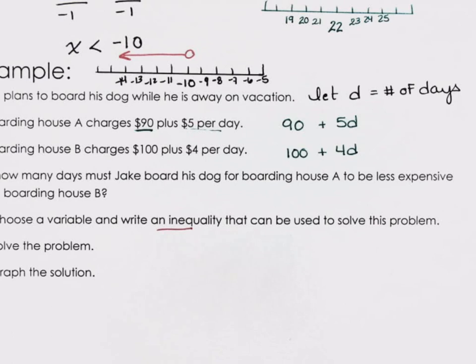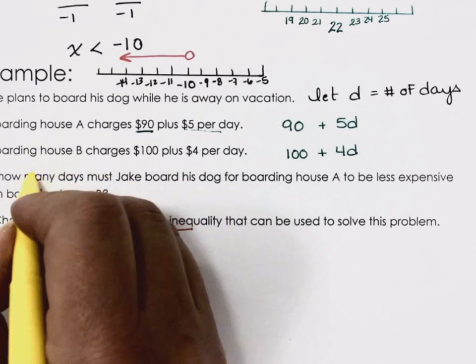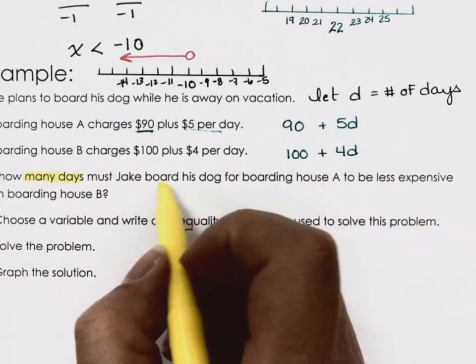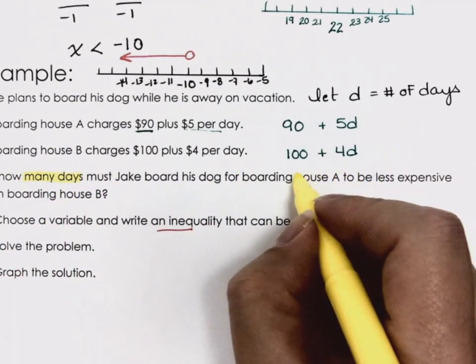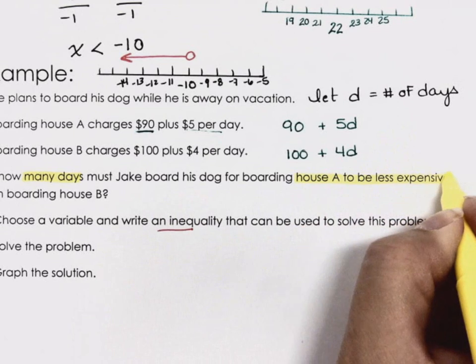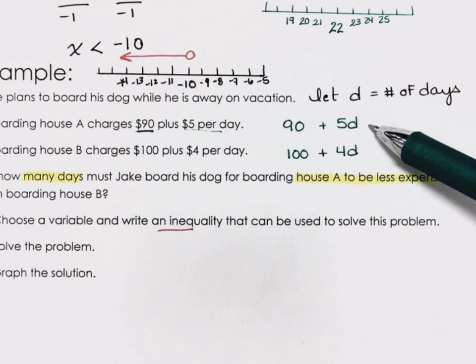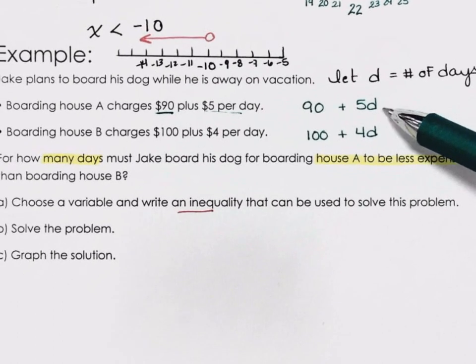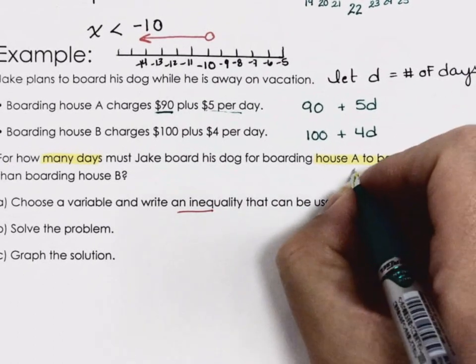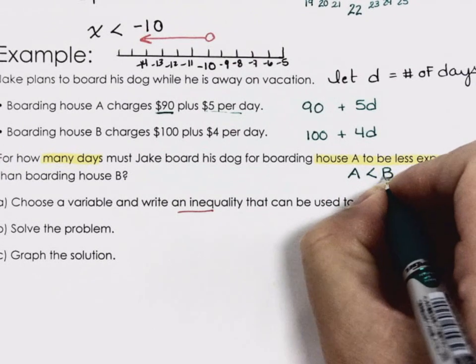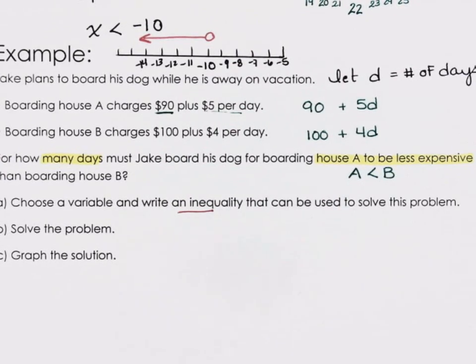All right. So this is the question. How many days, so we want to know the number of days, will boarding house A be less expensive than B? So we want A to be less than B, right? That's what that sentence says. If I were to translate it into math, we want boarding house A to cost less than boarding house B.